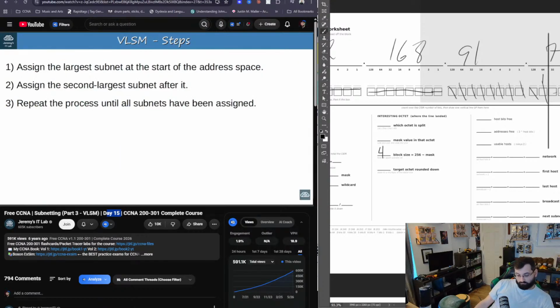So here's a reminder of the steps of VLSM. Start with the largest subnet and assign it at the beginning of the address space. And then proceed to the second largest subnet, etc., and repeat until you have assigned all necessary subnets. VLSM is a great way to use network address space more efficiently.